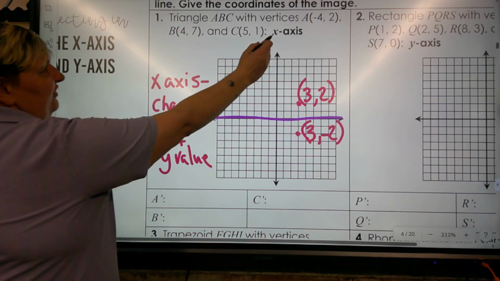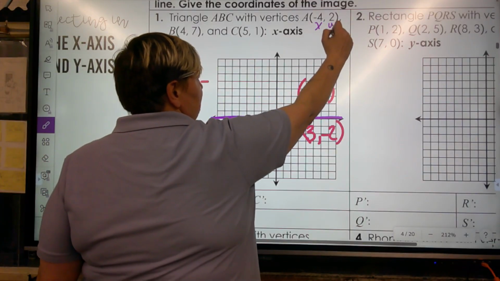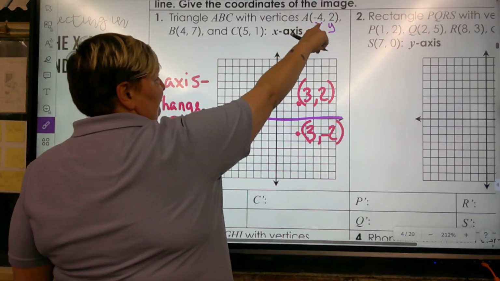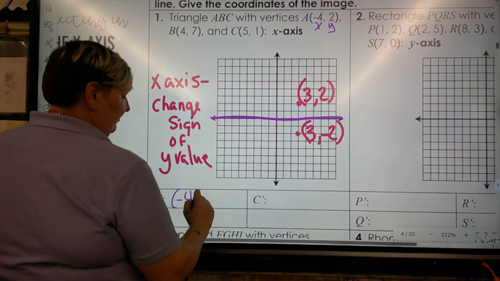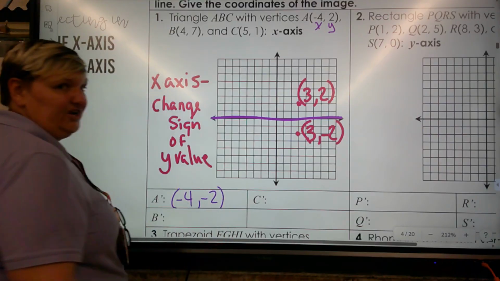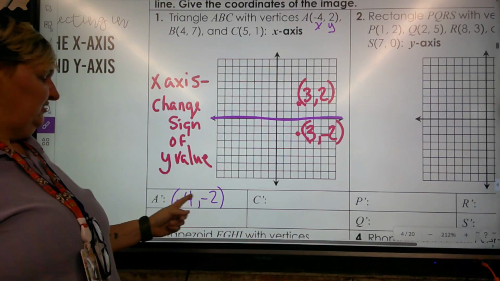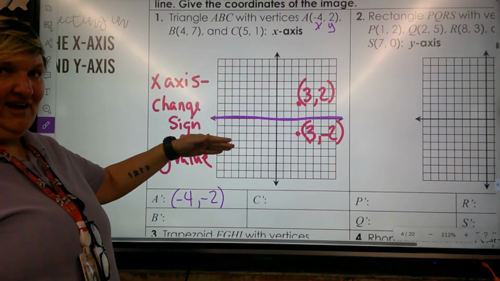Right? So, this is -4, 2. This is my x and this is my y. So, if A is -4, 2, then A prime is going to be -4, -2. I changed the y value from +2 to -2. The x value stays the same because we're going over the x-axis.